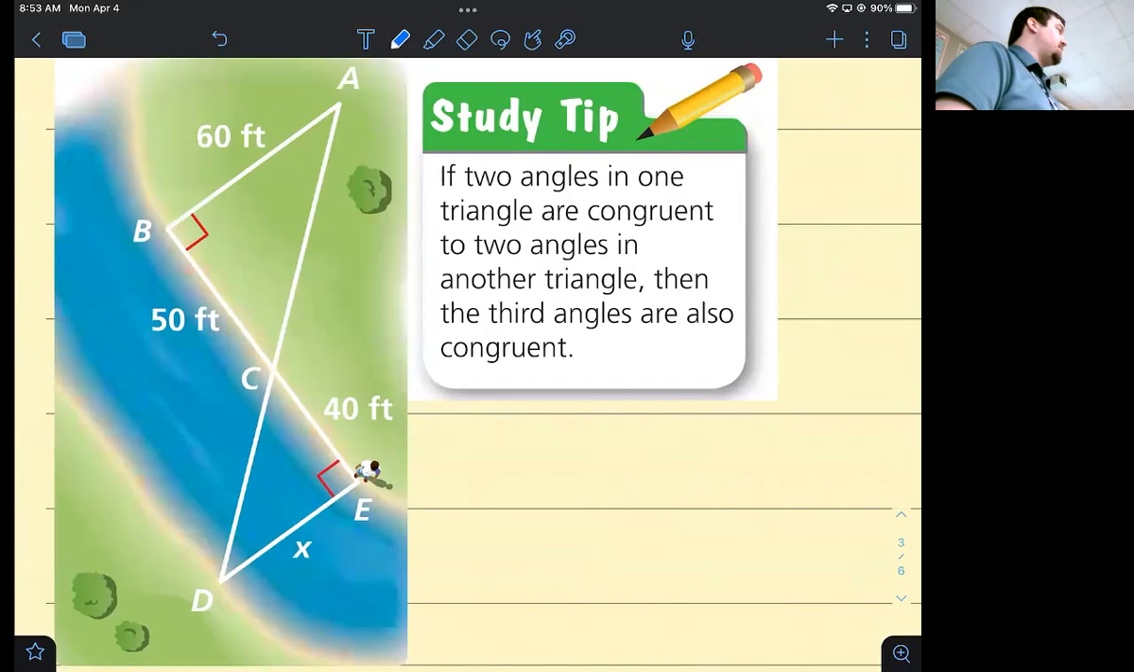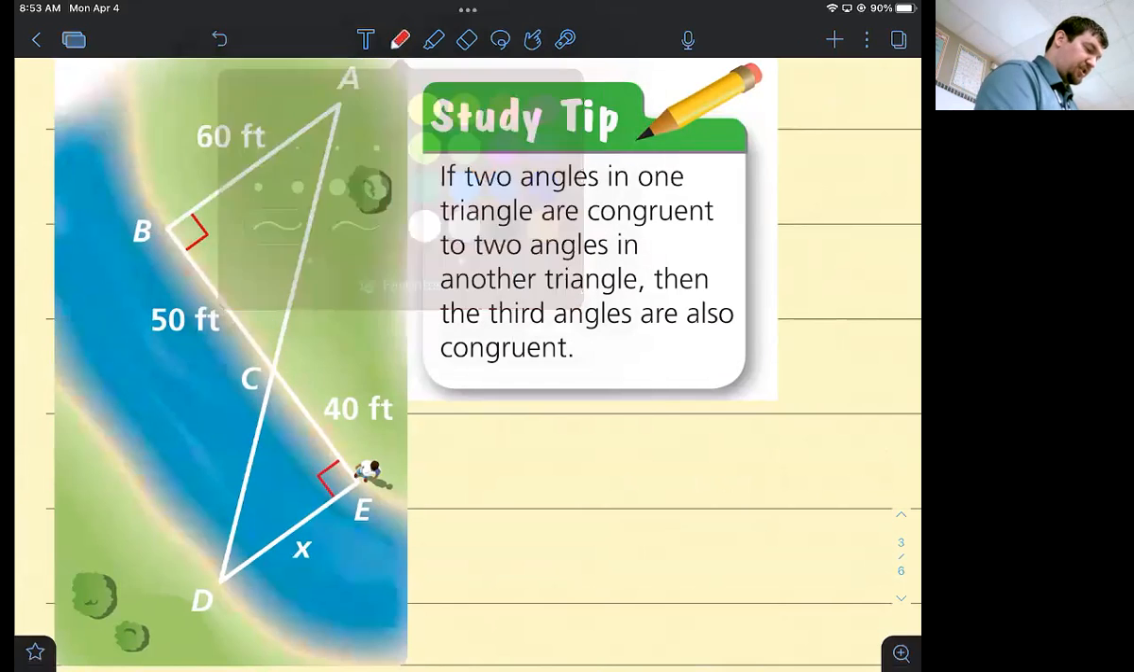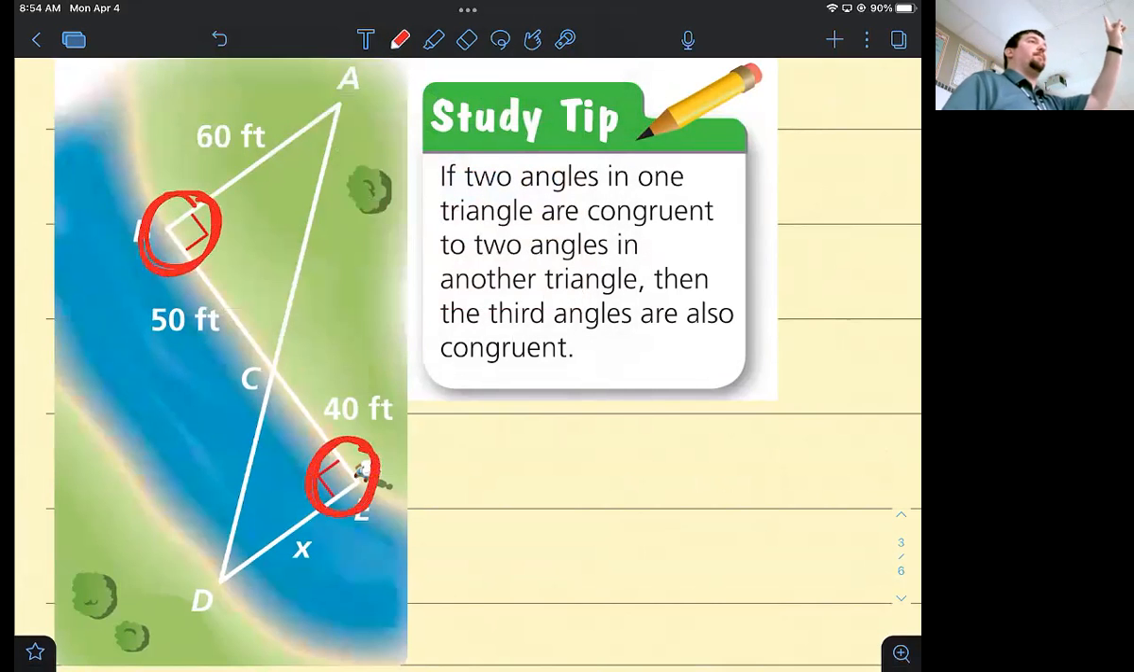Do you see the 2 angles that match up? Which ones, Alexis? That's exactly right. The 2 right angles are going to match up. They're both 90 degrees. Okay, so there's 1. I need 3.